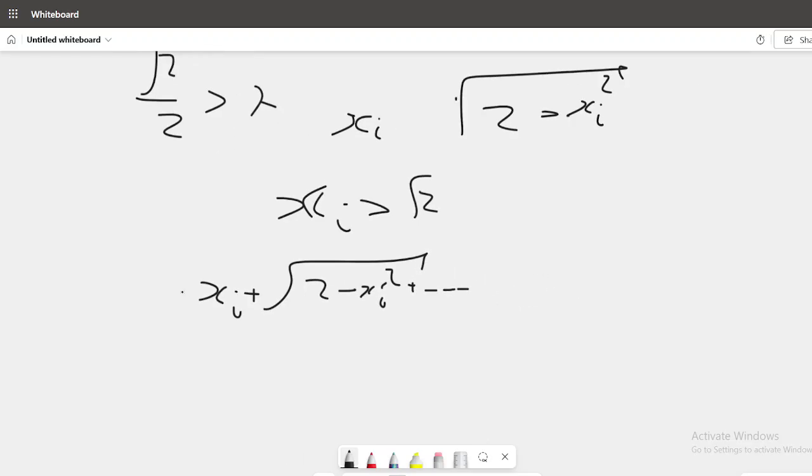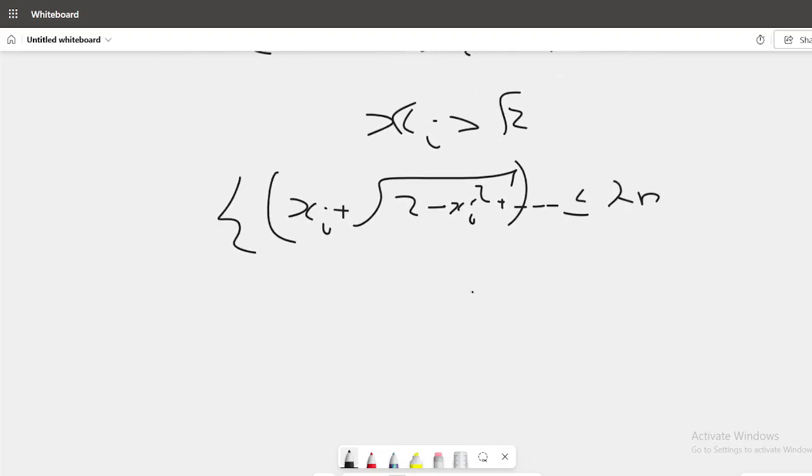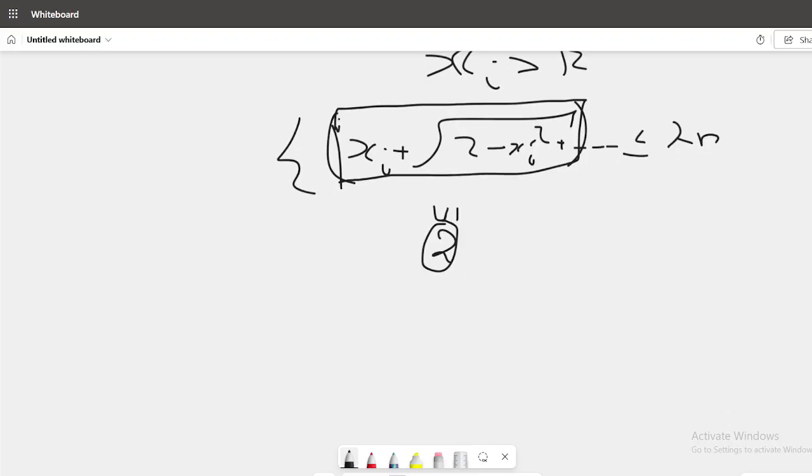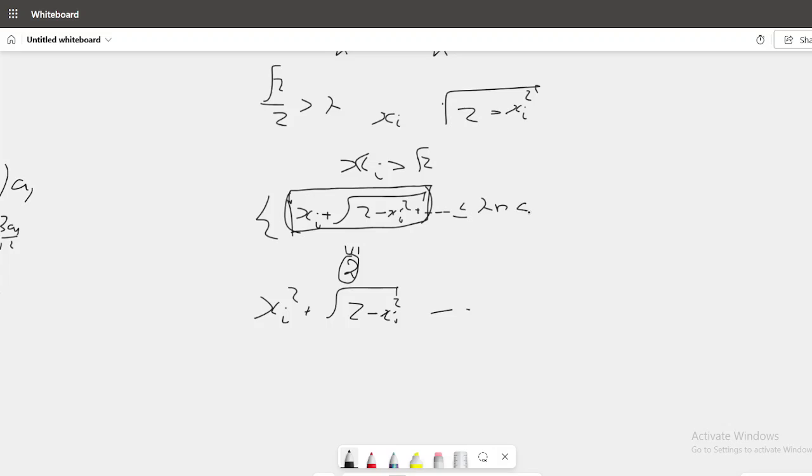And so you have something like xi plus root of 2 minus xi squared plus something like this. And we know that this is at some point less than or equal to lambda times n. Well, this thing, if we look at it, is always greater than or equal to, if we plug in 1 there, 2, right? And for Bob, the condition always holds because you have xi squared plus root of 2 minus xi squared plus something like that, right? And this needs to be less than root 2 over 2 times n.